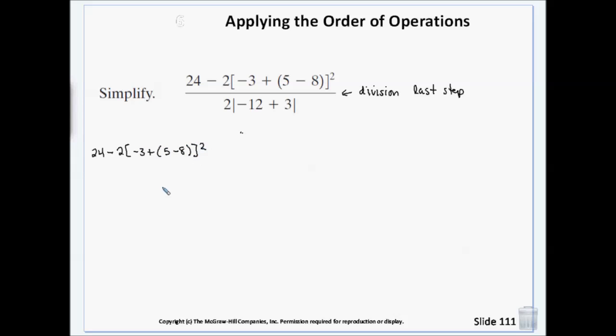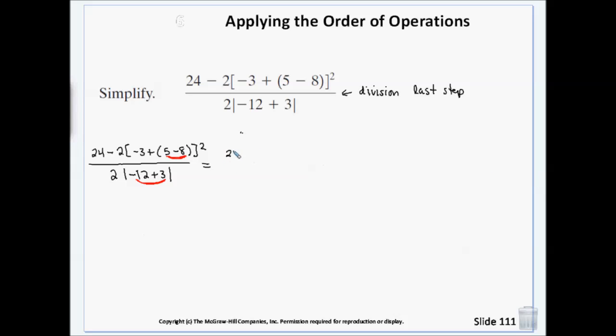Okay, I didn't change anything. 2 times the absolute value of negative 12 plus 3. Okay. So the first thing I need to do is the innermost parentheses. And I can also add in my absolute value.